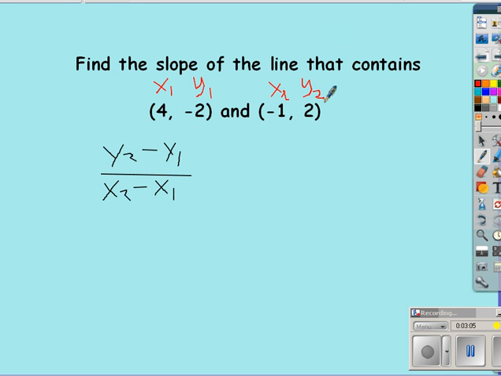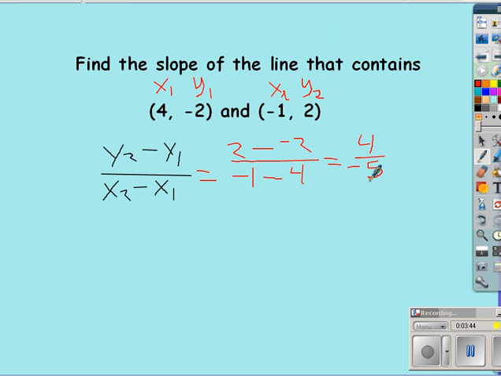If I use my formula and plug in the points, I have a y2 and a y1: 2 minus a -2, and I've got an x2 and an x1: x2 is -1 minus x1 of 4. I subtract here: 2 minus a -2 ends up giving me a positive 4, and -1 minus 4 ends up giving me a -5. So we've got -4/5 as our slope for a line containing those 2 points.